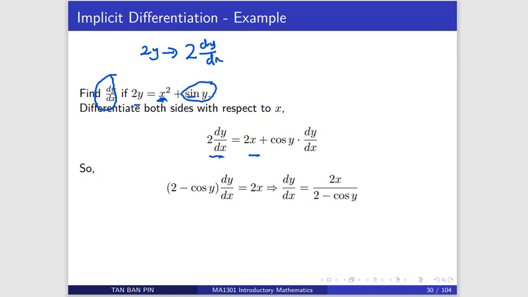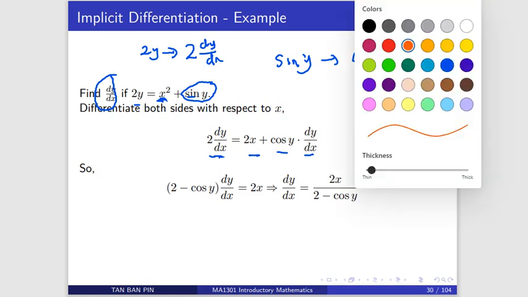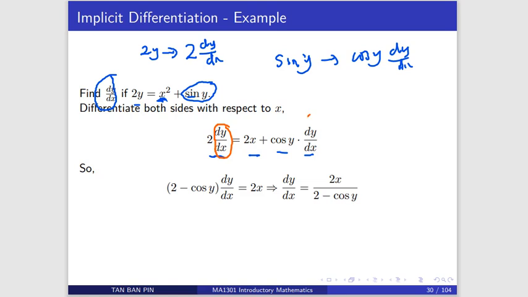Differentiating sin y will give you cosine y dy/dx. Differentiating sin y is actually cosine y, but because it's a y term, you add dy/dx. Then you observe that the two terms with dy/dx are 2 and cosine y. So you bring cosine y to the left hand side, so it becomes 2 minus cosine y, dy/dx equal to x. So dy/dx is 2x over 2 minus cosine y.